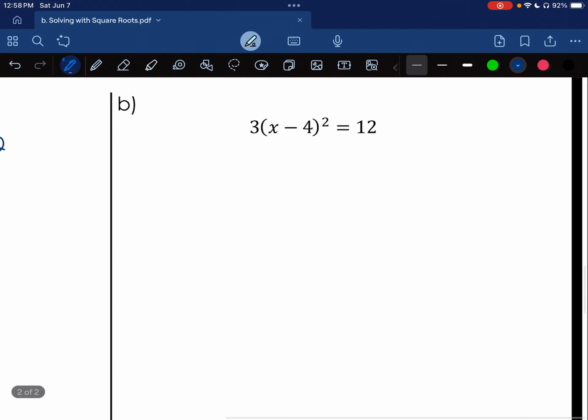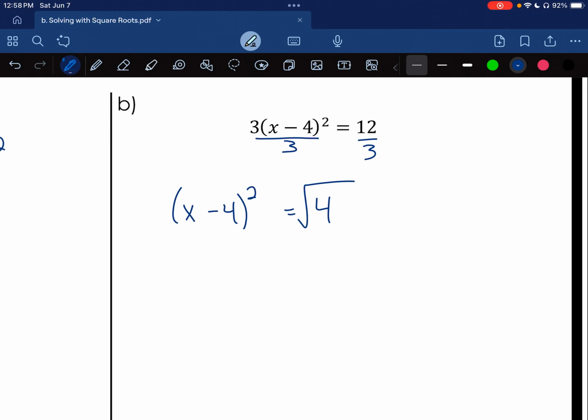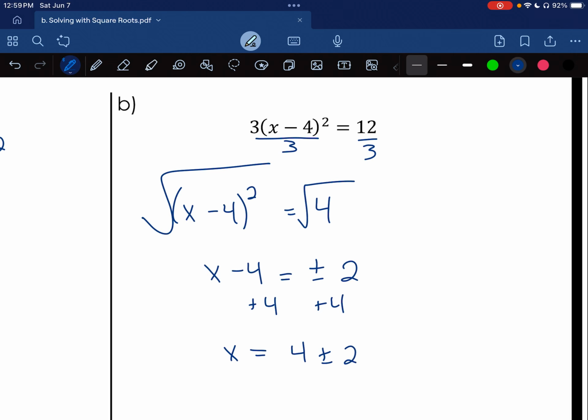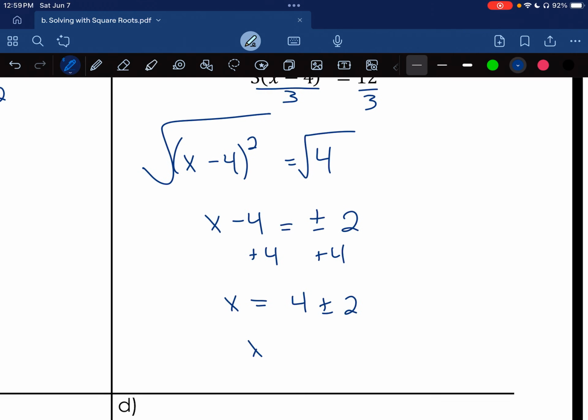Alrighty, let's look at this next one. We can start by dividing both sides by 3. So we'll have x minus 4, quantity squared, is equal to 4. We're going to square root both sides, so we'll get x minus 4 is equal to plus or minus 2. I'll add 4 to both sides, and I'll end up with x is equal to 4 plus or minus 2. And again, we can carry out that addition and subtraction. So 4 minus 2 is 2, 4 plus 2 is 6. There you go.